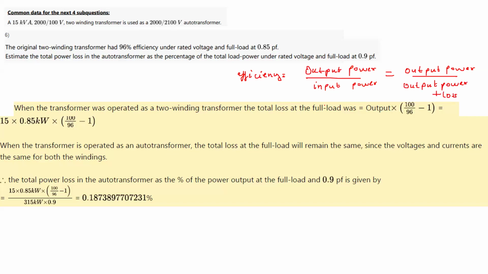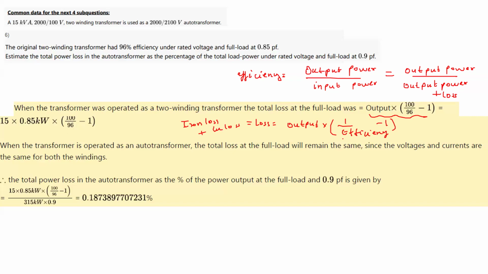So if we rearrange this, so what will loss become? So the loss will become, if I cross multiply and all, so if I do that, it will become this. Okay. So it will become output power into (1 by efficiency minus 1). Okay, so if you do that, this is what you will get. So if you do that, you can get the total loss at full load, which consists of iron loss plus copper loss, is this much.